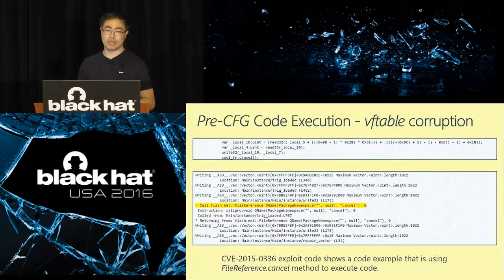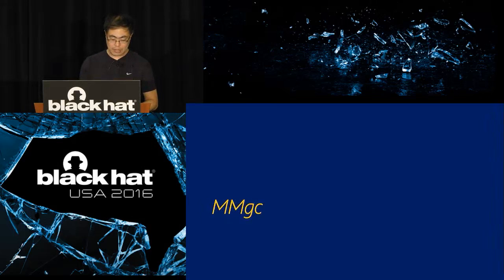And this one is very well known, an exploitation target object. After this, when the cancel method is called, the control flow will jump to shellcode. So the exploit is very concise and very effective. It works very well. But after CFG, all these very simple tricks don't work anymore.